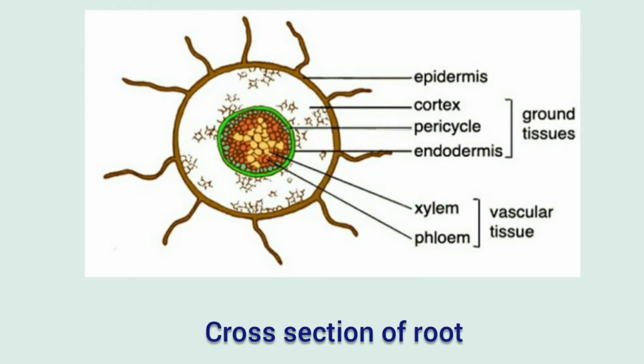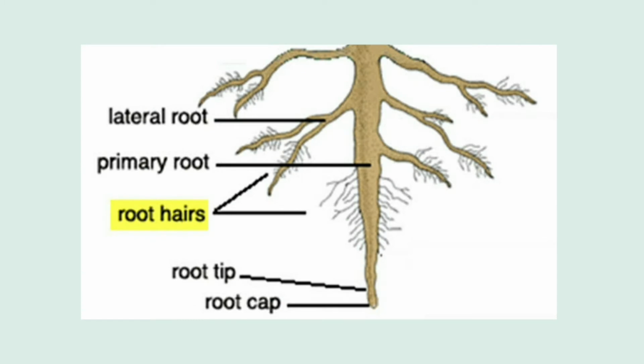Even the root has this dermal tissue, but the root does not have the waxy cuticle. In case the root had this waxy cuticle, it would prevent absorption of water. So, root dermis does not have the waxy cuticle. The root hairs are extensions of the root epidermal cells. They increase the surface area of the root, contributing to absorption of water and minerals.